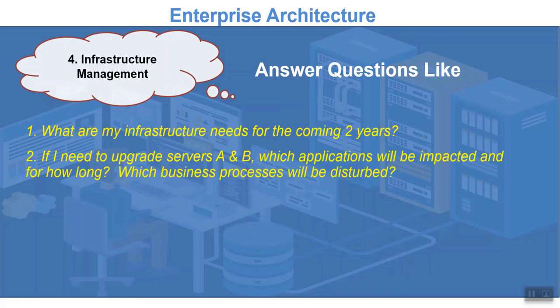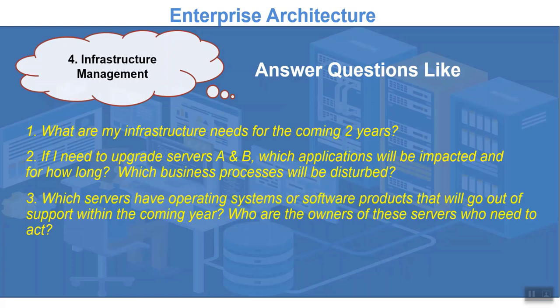Let's say I have to upgrade a couple of servers. So the question here would be, if we go for upgrading servers A and B, which applications will be impacted and for how long these applications will be down, which business processes will be disturbed, and what kind of end users or departments will be affected by this downtime.